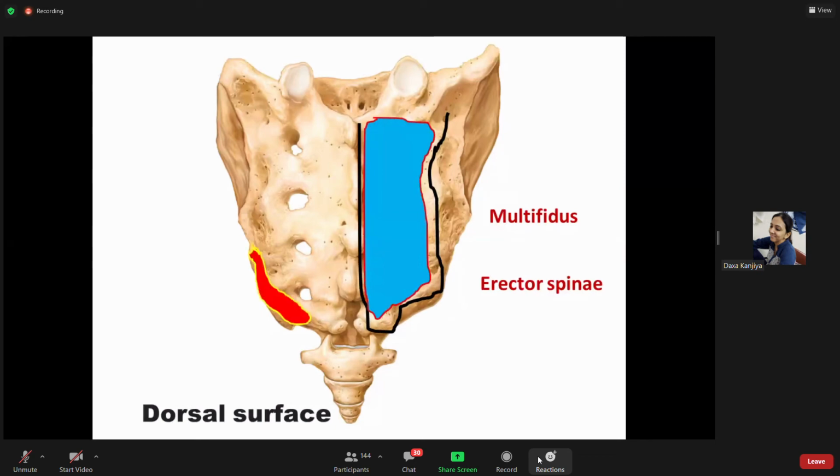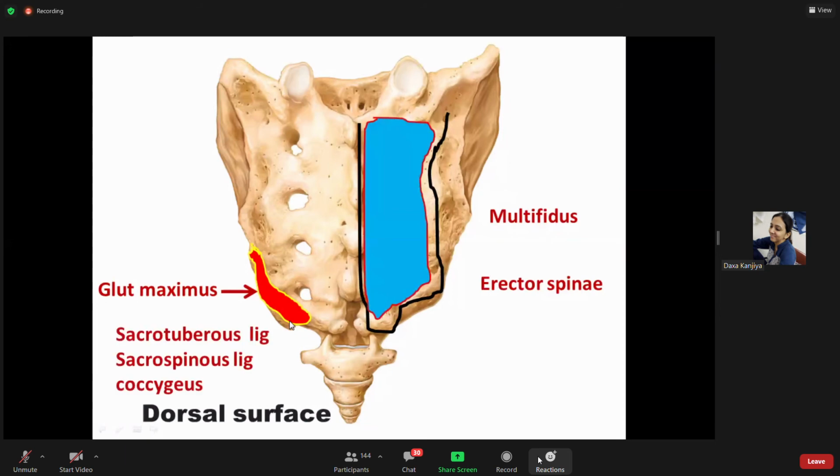Now the lower portion, if you remember, I told you the lateral surface, lower part is the narrowed part. So that gives the origin of gluteus maximus. This portion also gives the attachments of two ligaments, sacrotuberous and sacrospinous ligament. It also gives the origin to the coccygeus. So these you have to remember in sequence.